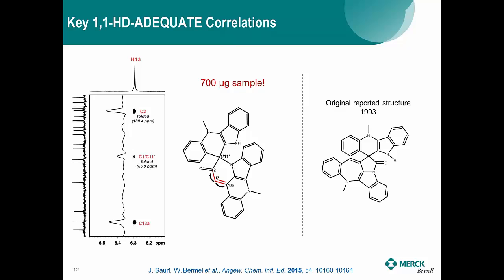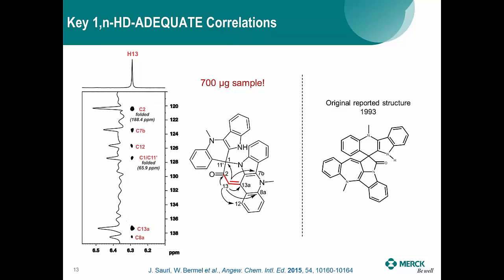Also, you can see that there is a weak correlation from proton 13 to carbon 11b, the spirocarbon. This is actually a 2-bond correlation showing up in the 1,1-ADEQUATE, and I will talk about this a little bit later. We also ran the 1,n-ADEQUATE, and all the correlations that we got from this proton 13, the vinyl proton, make sense with this revised structure with the 6-6-5 member ring.